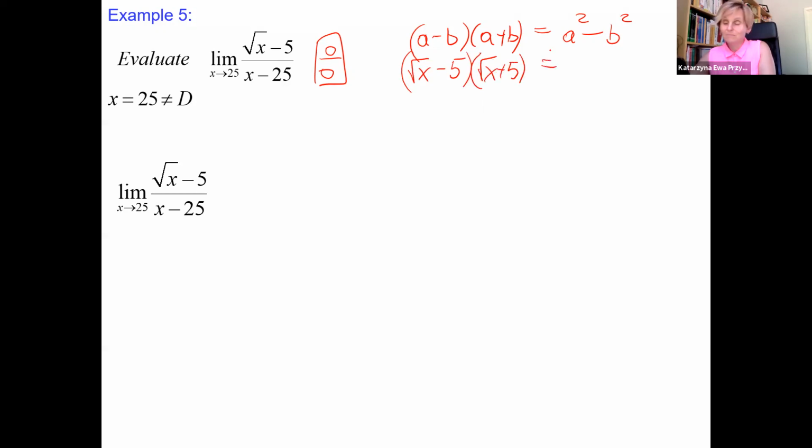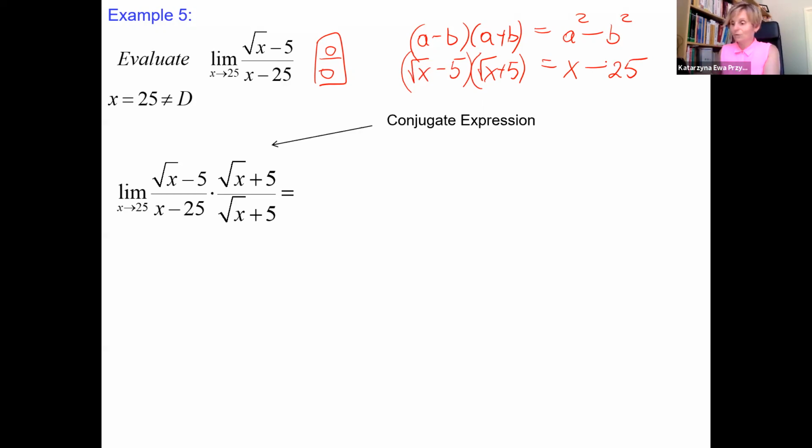And when we multiply, we will square root, we will square 5, and of course minus. Okay, let's see. We will multiply and divide, because we're not changing the original expression. Multiplying and dividing by the same quantity, we're not changing anything.